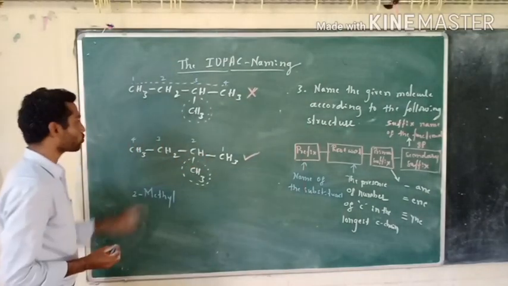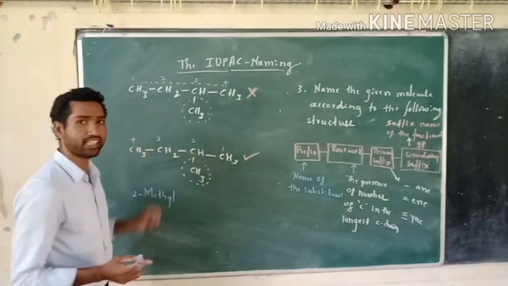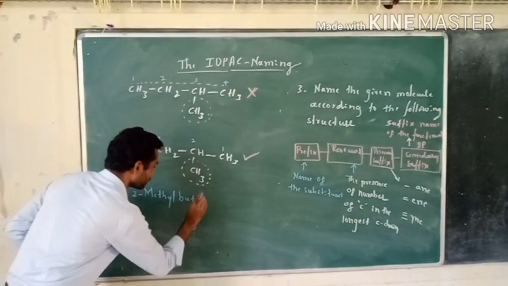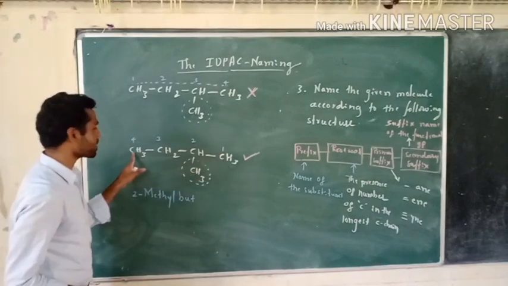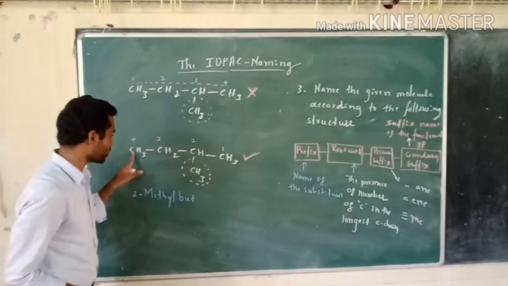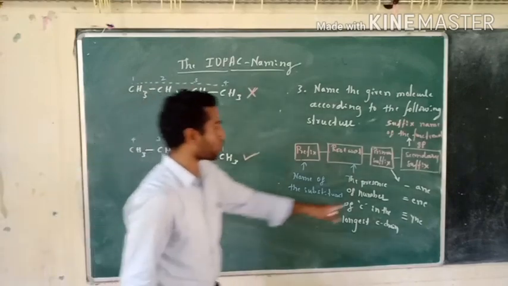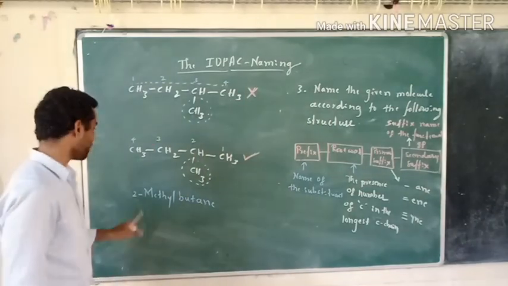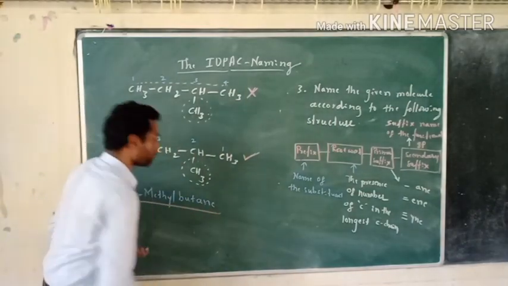Then I have to write the root word. How many carbons are there in this longest carbon chain? 4. Therefore, I have to use but. Next, only carbon to carbon single bonds are there in the longest carbon chain. Therefore, ane. There is no secondary suffix because this molecule does not have any functional group. It has only a substituent. Therefore, the name of this molecule is 2-methylbutane.